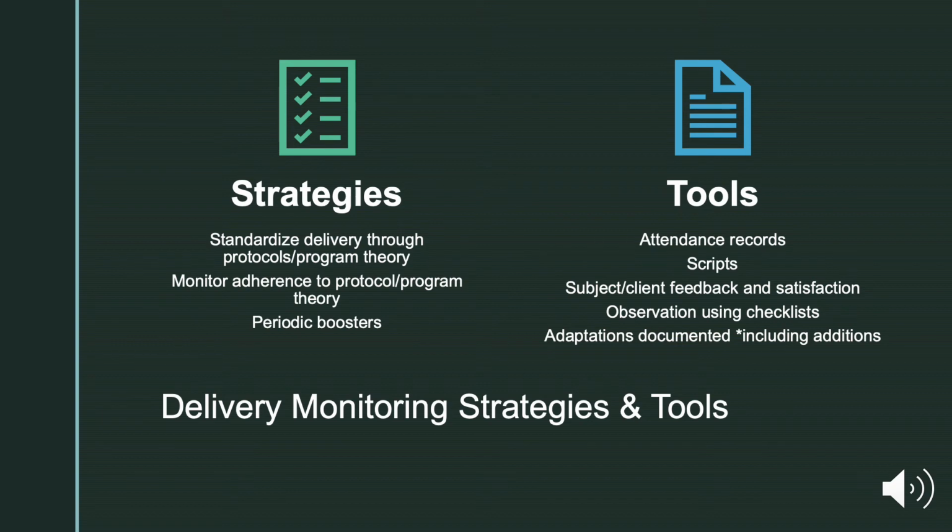Some ways that delivery can be monitored is looking at attendance records. For example, if you have a program that involves participants attending a certain number of sessions, we can see whether or not there is intervention fidelity. Say there's 10 sessions, but most people are only going 5 times. They're really not getting the full program, so it's hard to evaluate the outcomes of what the program is doing if they're not getting the full dosage. You might use subject or client feedback, again, observations using checklists, and if there are changes to the program that are necessary, that those are documented so that we can then track how they're affecting the program outcomes.